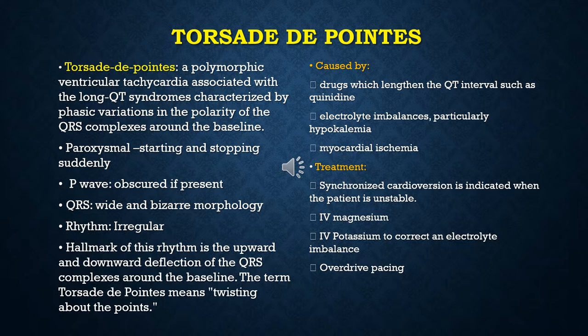Regular hallmarks of this rhythm are the upward and downward deflection of the QRS complexes around the baseline. The term torsades de pointes means twisting about the points. What are the most common causes of torsades de pointes? Drugs which lengthen the QT interval, such as quinidine.